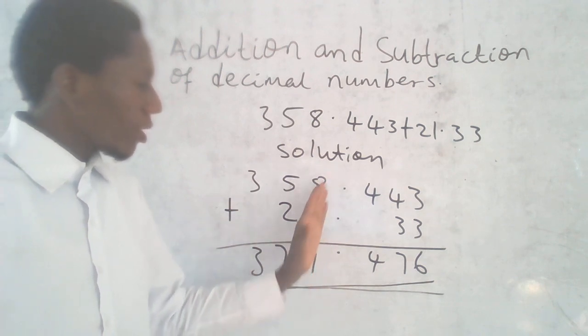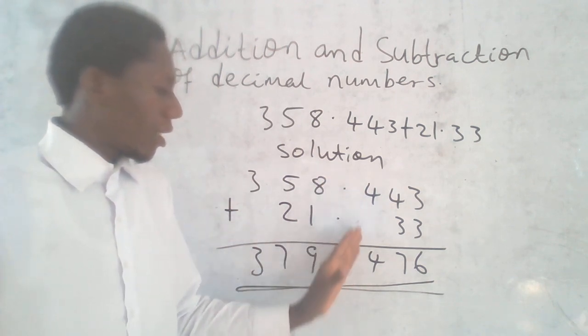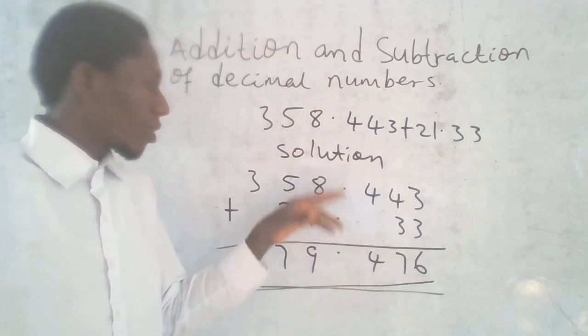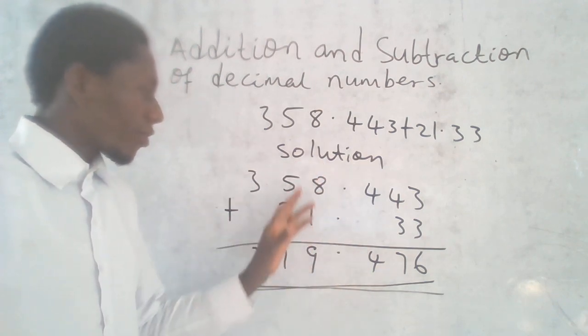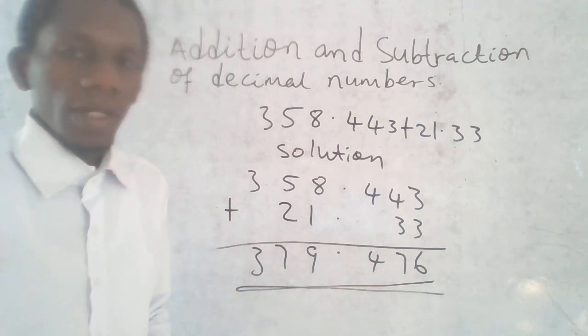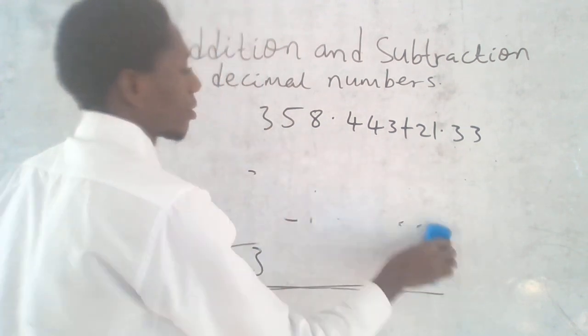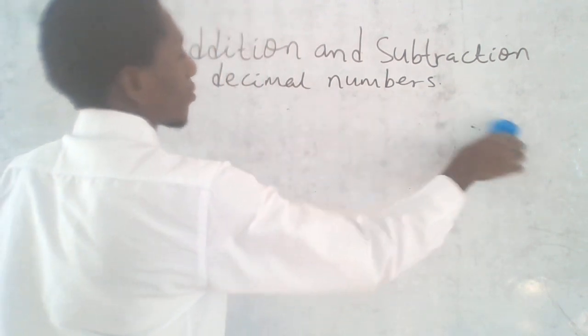So it's normal addition. It's just that the point here should not confuse you. And if you are to add here and you have to carry a number here, don't be afraid. Carry it and bring down your decimal point. It's still very okay. Alright. Now let's look at subtraction.